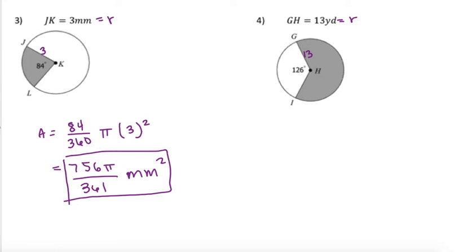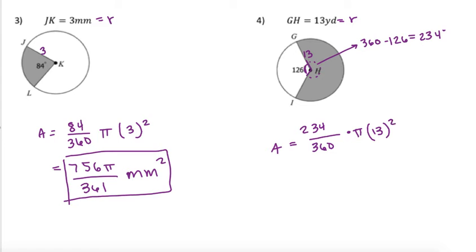There you go. On number 4, okay, G to H is 13. There's our radius. Oh, be careful here because that 126 is the angle over here. We want the angle over here. So I'm going to do a quick calculation and subtract that 126 to see what's the angle of my shaded, and I get 234 degrees. So I don't want 126 because that's not what's shaded. I want 234 degrees out of 360 times pi r squared.